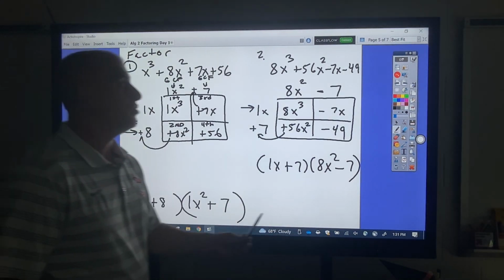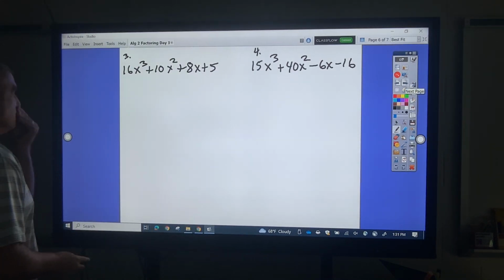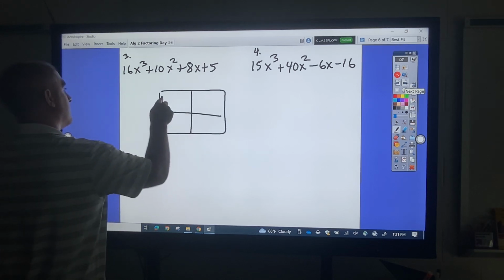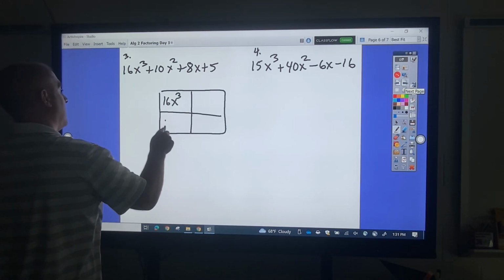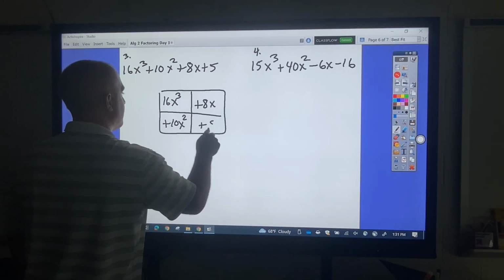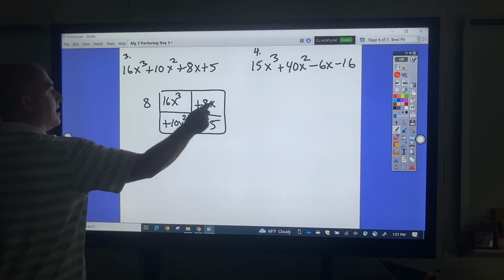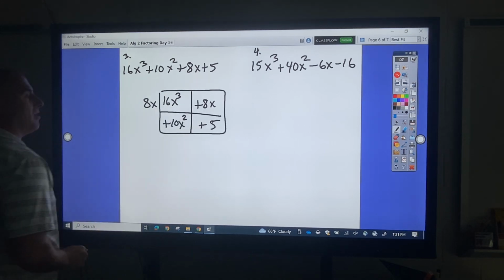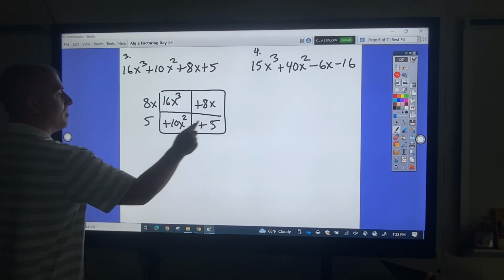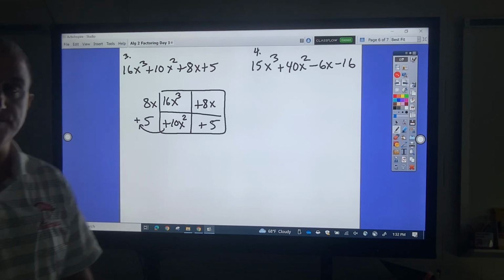Let's do two more together. So let's go ahead and draw this one. 16x cubed, positive 10x squared, positive 8x, positive 5. Biggest number that would go into 8 and 16 would be 8. X would be the letter in common, and that's the smallest exponent. Biggest number that goes into 10 and 5 would be 5. They don't have a letter in common, and then this sign goes right here. Very important you write those signs in.